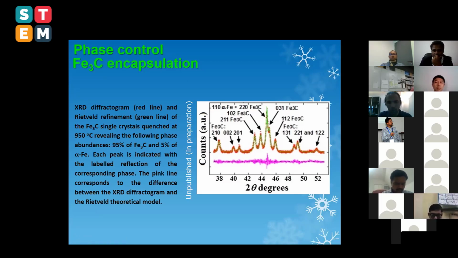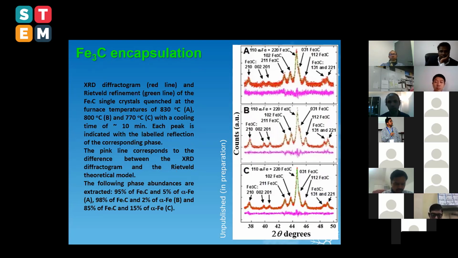So we further improve this by changing slightly these conditions. We cool slowly, at the natural rate of the furnace, these nanowires, this product. You can see the first step was ended at 800 Celsius, 830 Celsius, 800 Celsius, 770 Celsius in A, B, C. And then we applied the same quench method, the same fast cooling, as a second step. So you can see that a maximum of 98% of iron carbide is obtained in B, E, when the quench is applied while the sample is at 800 Celsius, and then the second step of cooling is applied.